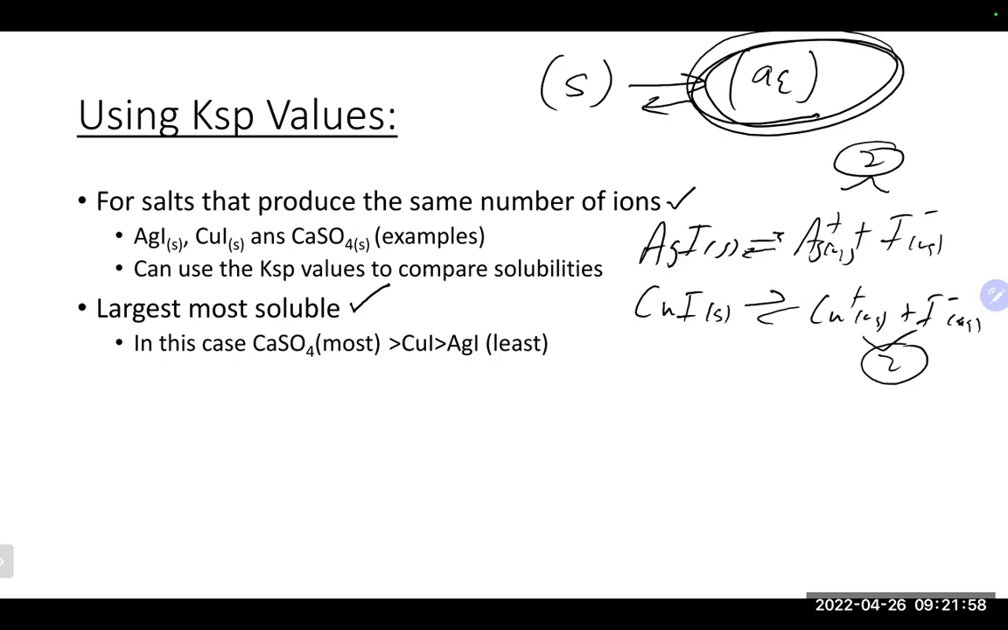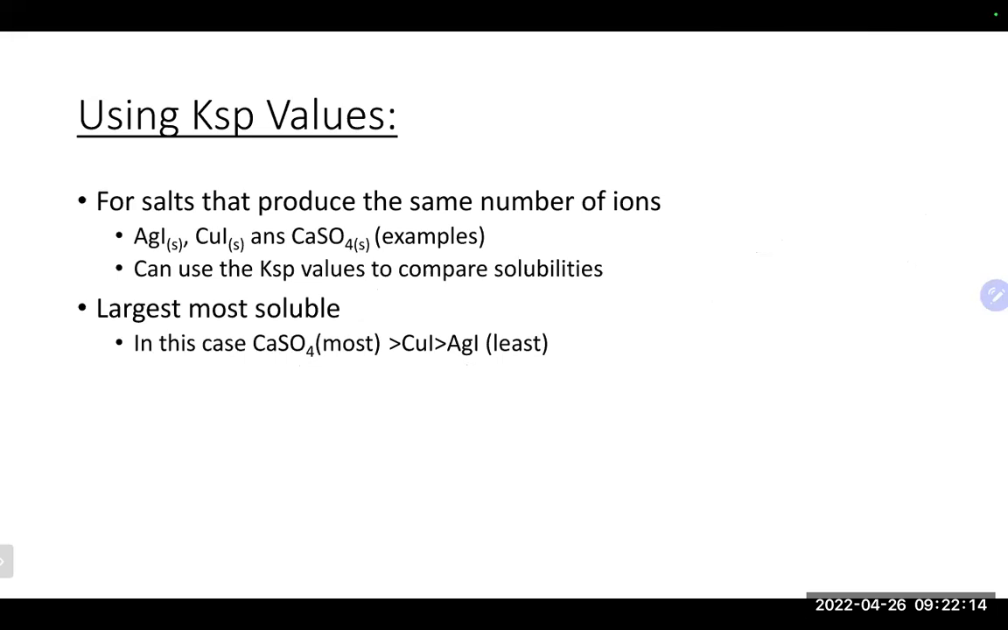Now, this can only be done in a specific example like this, where we're comparing basically apples to apples, 2 ions to 2 ions, or 3 ions to 3 ions. Again, calcium sulfate would actually have the larger one than silver iodide.